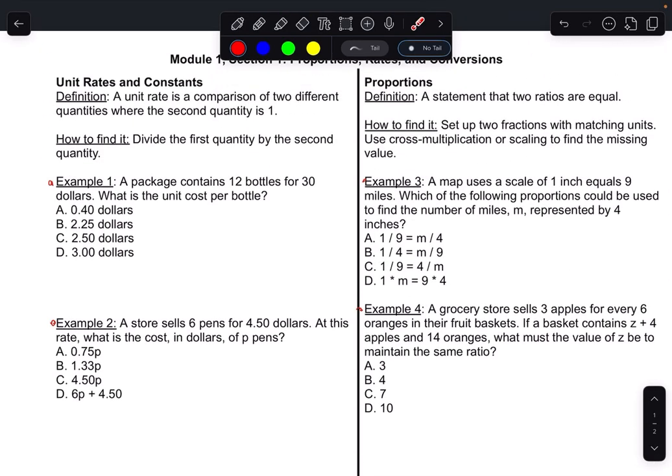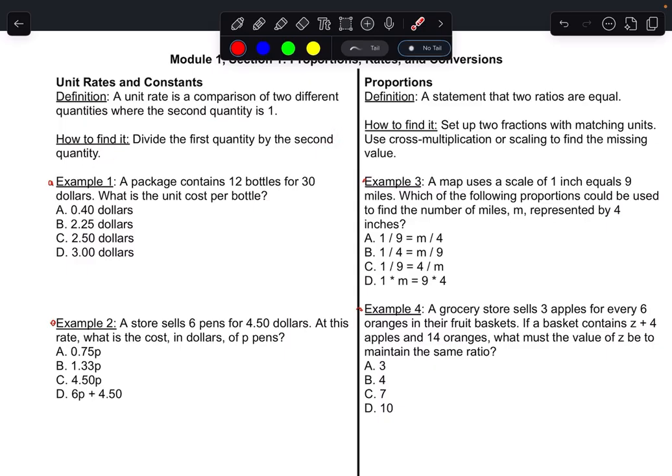Off the bat, unit rates are very, very important for proportions. Think of it as when you're comparing two items, you're looking at the second item in terms of one. So the good news is it's a lot of dividing: the first quantity by the second quantity.